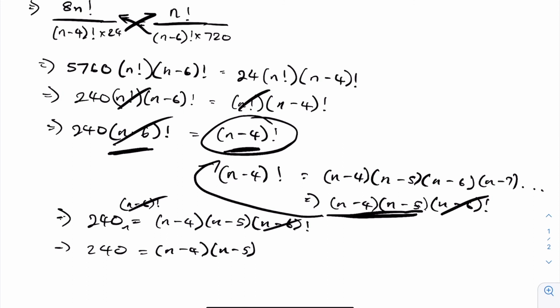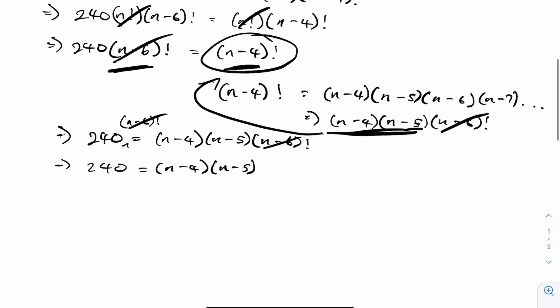Because factorial is going downwards, right? So if n is, let's say, 7, this will become 3 times 7 minus 5, which is 2, times 7 minus 6, which is 1, and then it'll stop at this point. But obviously n could be a really big number, and it would keep going like that. But it would still eliminate the n minus 6 factorial in any way.